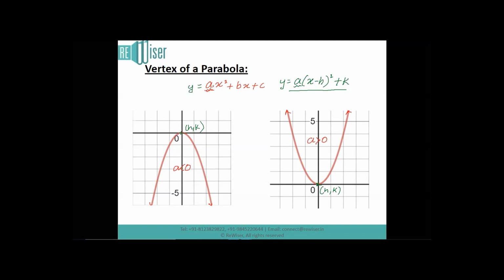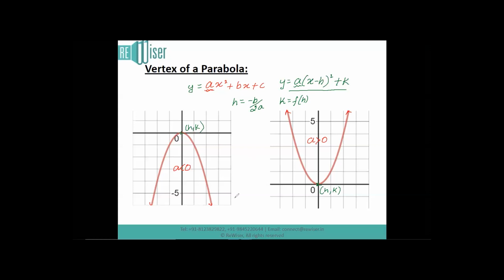Whenever they give you an equation in general form, and I need to find the vertex form of that equation, what I can do is find the value of h by using the formula minus b over 2a. And I can also find the value of k by substituting h in the original function.